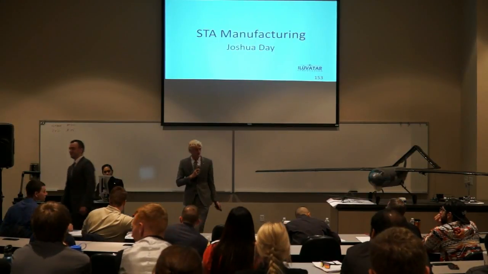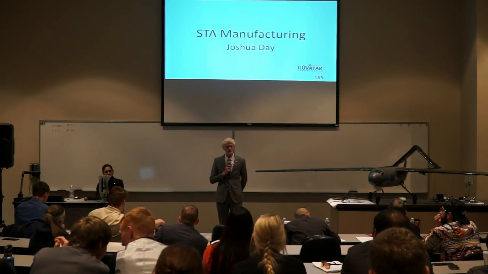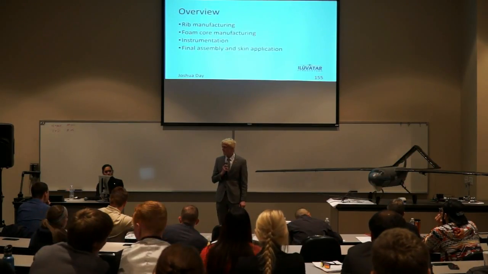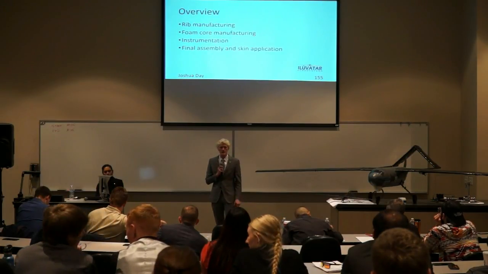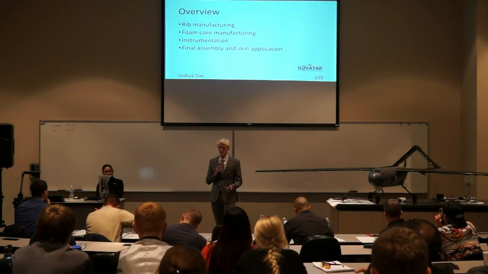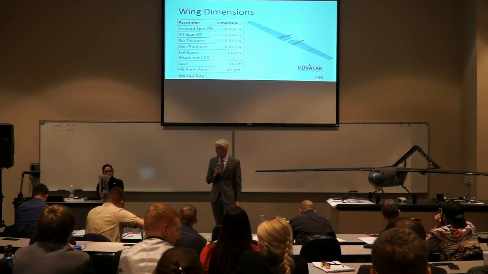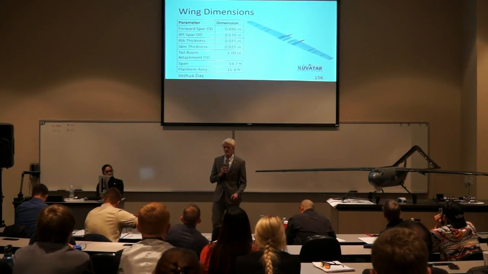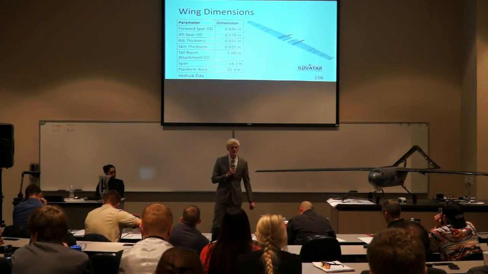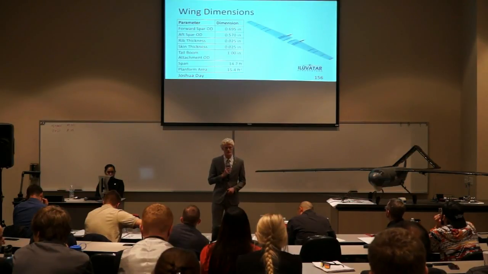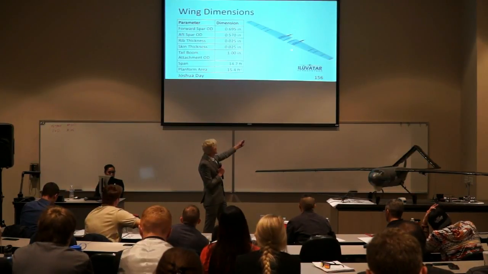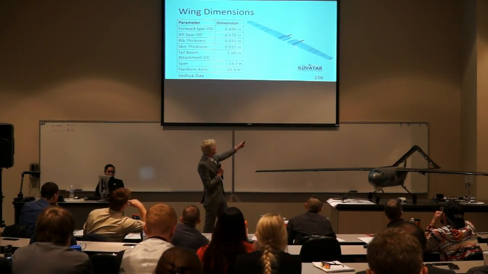Thank you, Pete. So first I'll go over the STA manufacturing, our structural test article, and first the wing manufacturing of the STA. So for an overview, we'll go over the rib manufacturing as well as the foam core, instrumentation, and the final assembly and skin application for the wing. The wing dimensions are as shown, and for all dimensions in manufacturing, we use this Seadrill A006 drawing package in order to design off of and manufacture. And here's an image of the wing, which shows the ribs and spar, as well as the boom attachment.